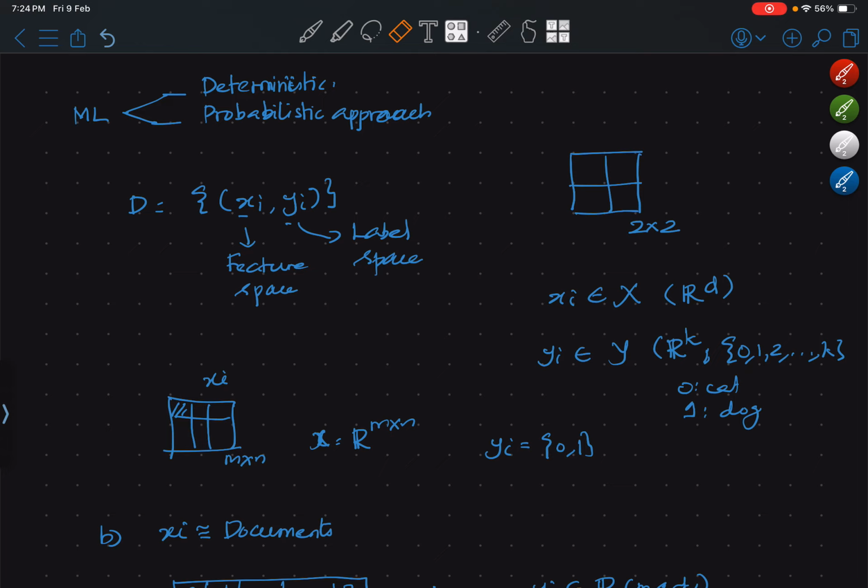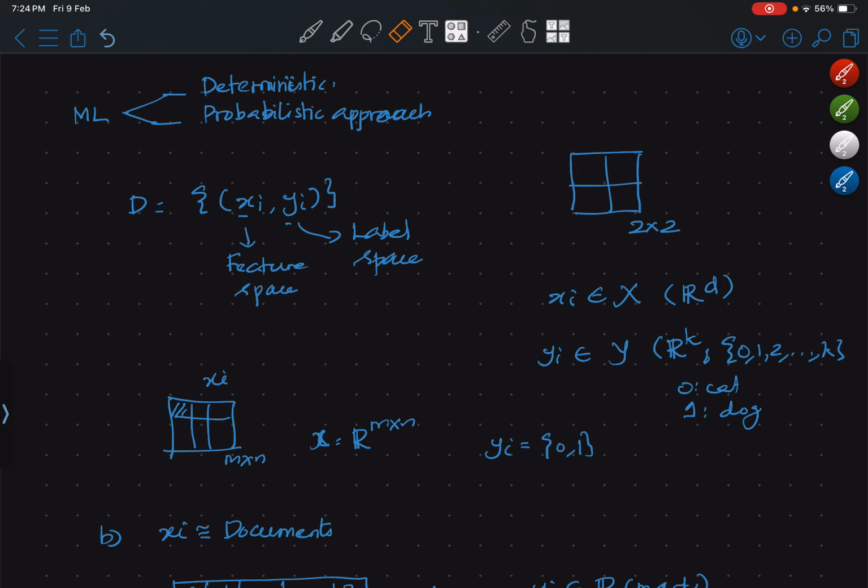As we have seen in the previous class, in fact, this is the first class. The previous class didn't get recorded. Anyways, in this class we'll be looking at what a machine learning problem is, and how we can set it up using both approaches: a deterministic approach and a probabilistic approach.